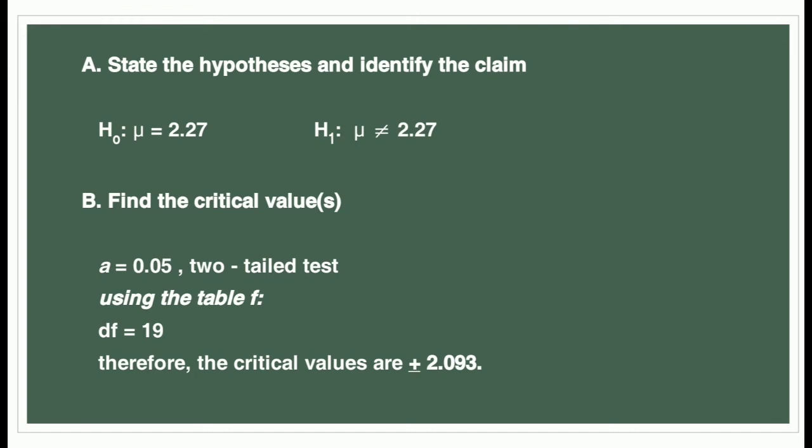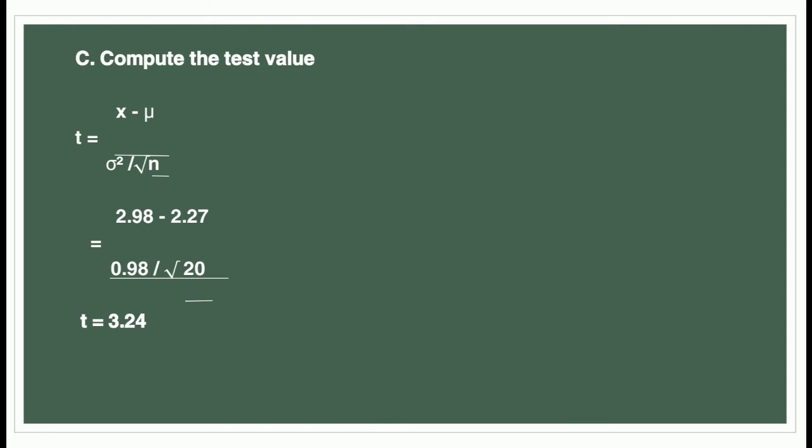Alpha is equal to 0.05 and two-tailed test. Using the table F, df is equal to 19. Therefore, the critical values are positive and negative 2.093. For the third step, compute the test value. The formula is sample mean minus average mean over standard deviation over square root of sample population. To substitute, 2.98 minus 2.27 over 0.98 over square root of 20. The test value is 3.24.